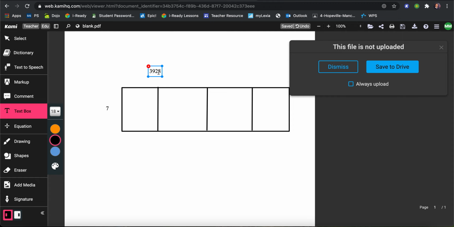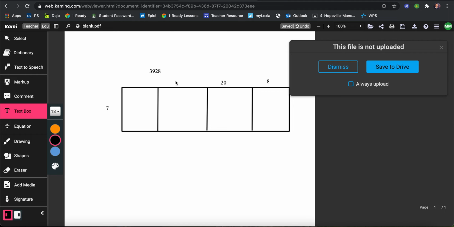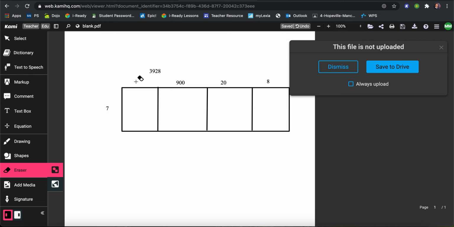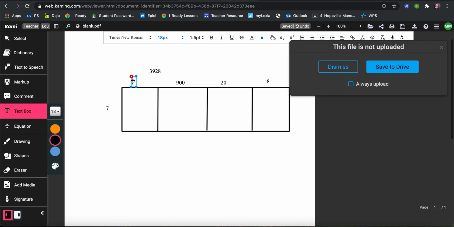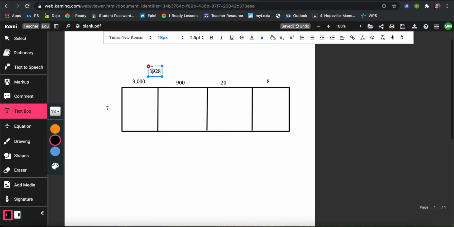We're going to start with the 8. The 8 is in the ones place. There's a 2 in the tens place, which is equal to 20. We have a 9 in the hundreds place, which is equal to 900. And we have a 3 in the thousands place, which is equal to 3,000. So notice how Mr. Mancini is putting each of those in the corresponding boxes below. He's then going to create 4 multiplication problems.